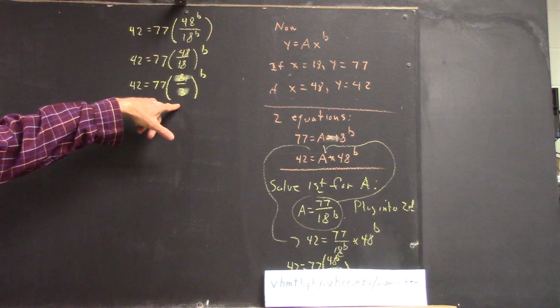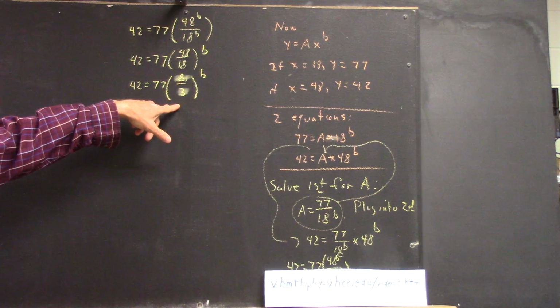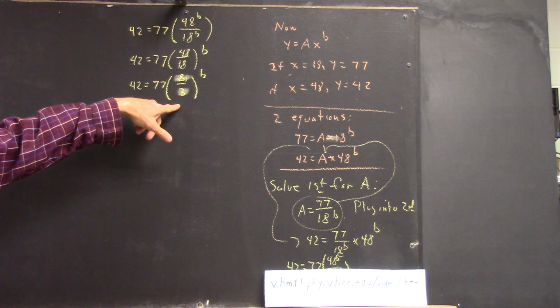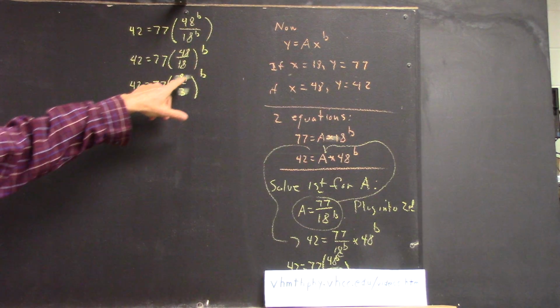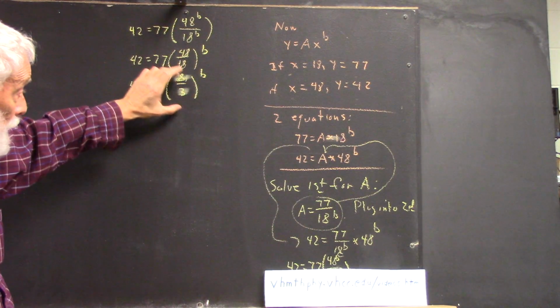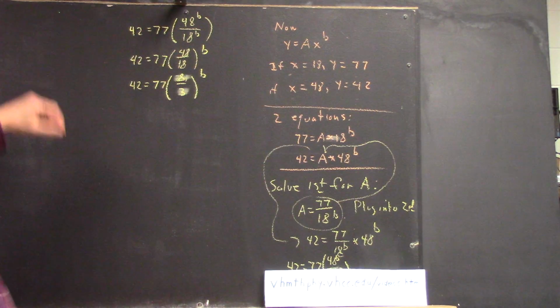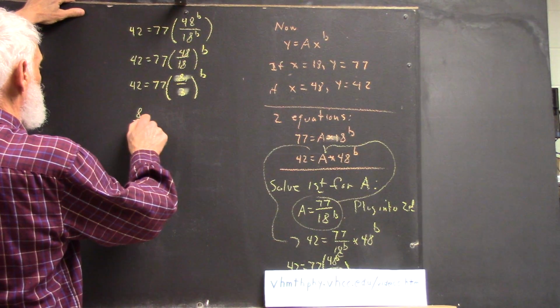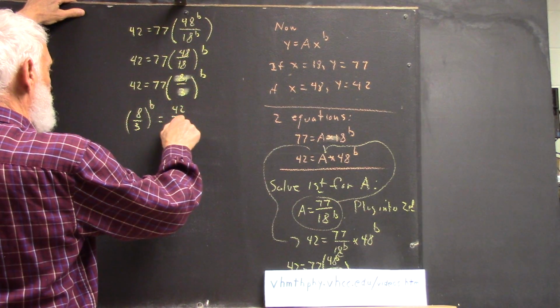Okay? How do we solve that for b? 77 times 8 is 616 over 3, and they're all to the b. No, that's wrong. You can't multiply 77 by 8, because 8 is raised to the b power, as part of this 8/3 raised to the b power, right? So you're going to divide by 77. Let's divide by 77, and then we have 8/3 to the b power equals 42 over 77.